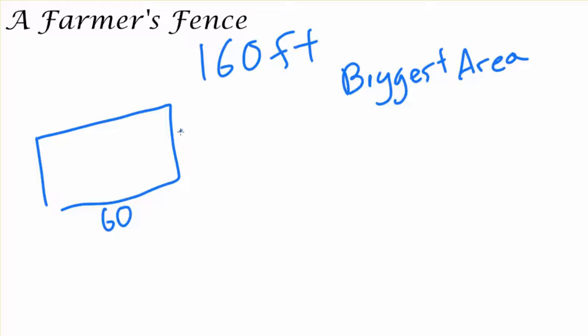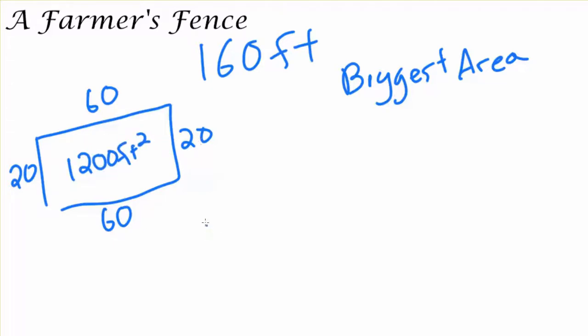Let's say he makes a rectangle with sides 60 and 20. So it's 60 on 2 sides, 20 on 2 sides. That's 160 feet of fence. 60 times 20 will give me 1,200 square feet. That's pretty big. But are there other possibilities?